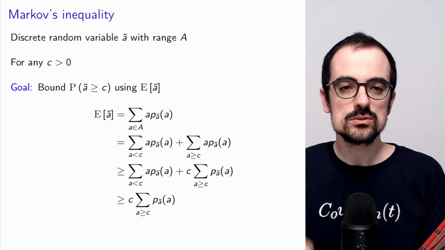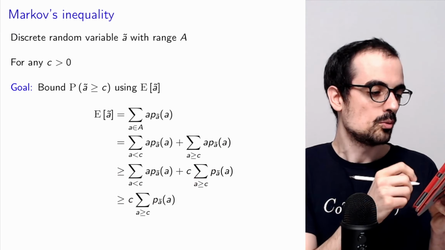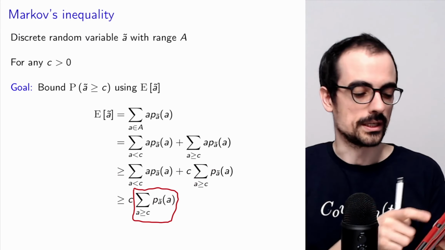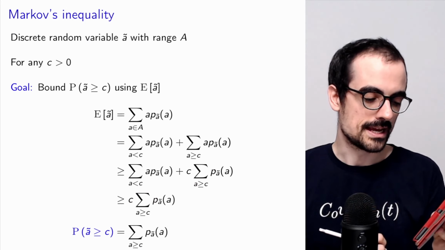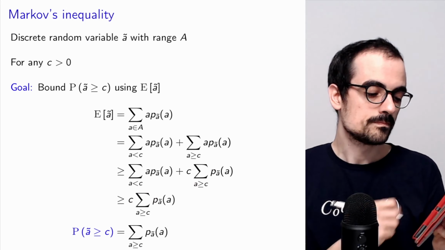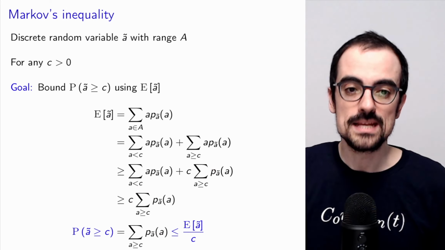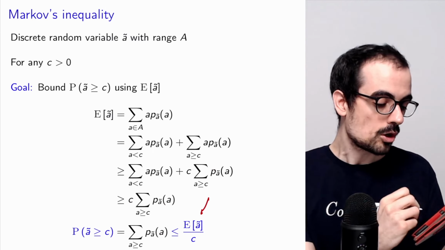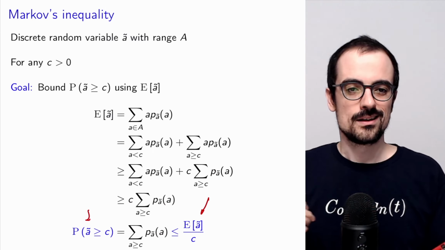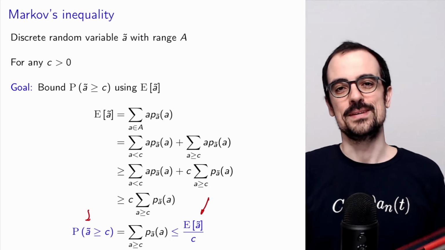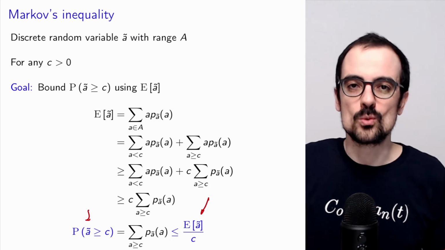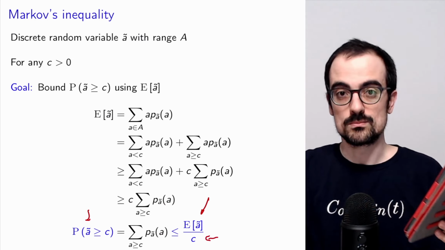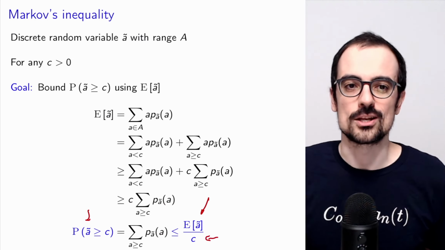So we have this bound that we can move around to bound the probability, because this is the probability that a is greater or equal to c. By this bound, it's upper bounded by the mean divided by c. This establishes that if the mean is small, then the probability that a is greater than c cannot be very large. Again, if it were, then it would drive the mean upwards. And look at the dependence on c. The bound is smaller the larger the constant c is, which makes a lot of sense.